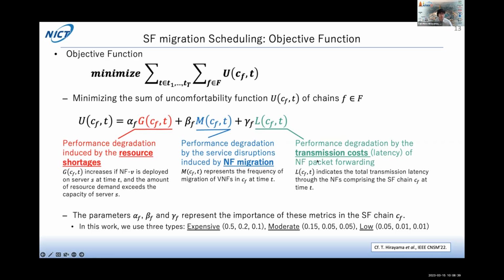L denotes the performance degradation induced by latency between network functions. Due to time restriction, details are omitted. Please check our recent paper. By changing the coefficients alpha, beta, and gamma, we can set diverse QoS requirements of each chain. In this presentation, we use 3 types of services: expensive, moderate, and low.